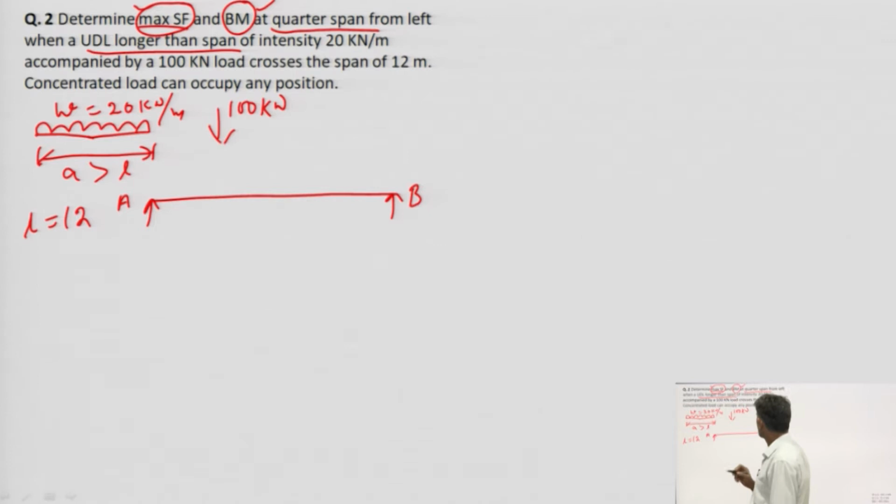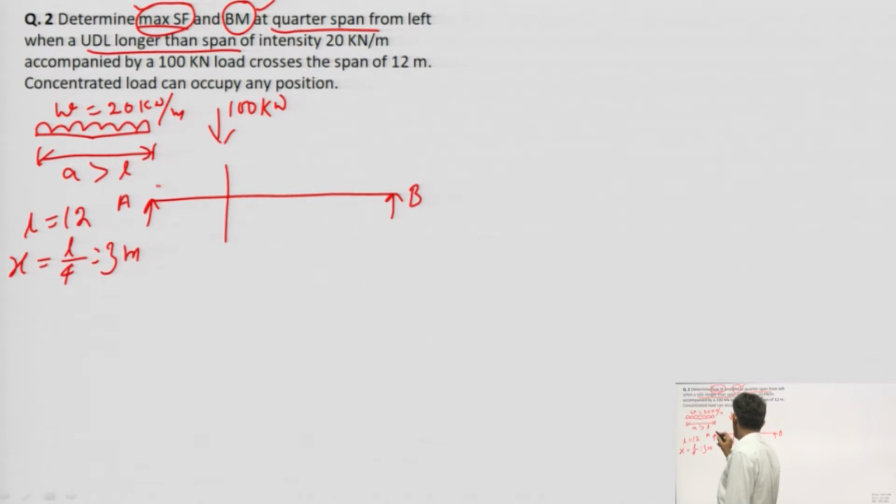So, the section is what? Quarter span from left, since A is at the left. So, our section will be x equal to L by 4. Quarter means L by 4, and L is 12, so it is 3 meter. At this section, suppose this is point x, we need to find the maximum shear force and maximum bending moment. So, the steps will be what?